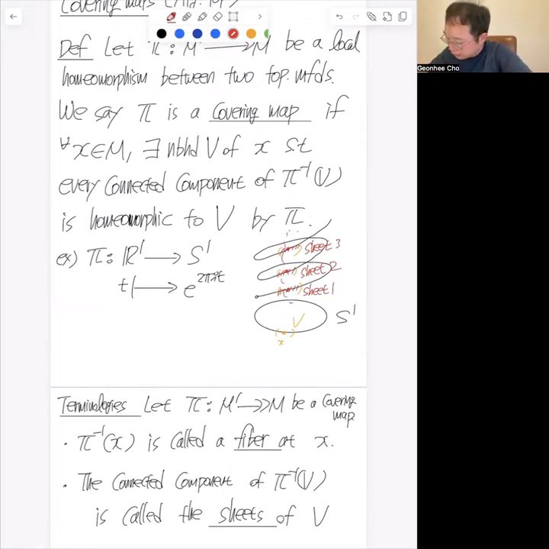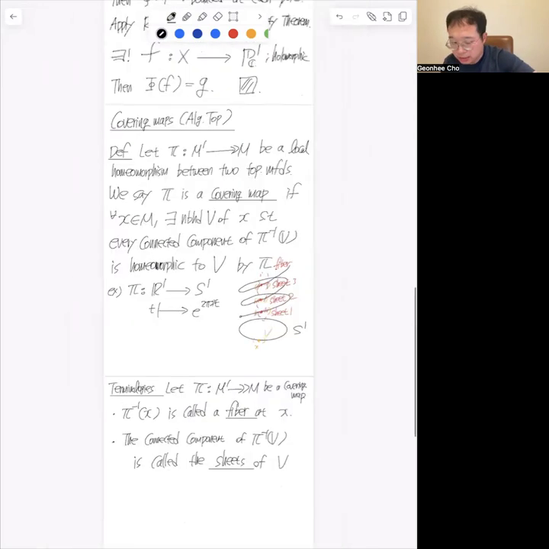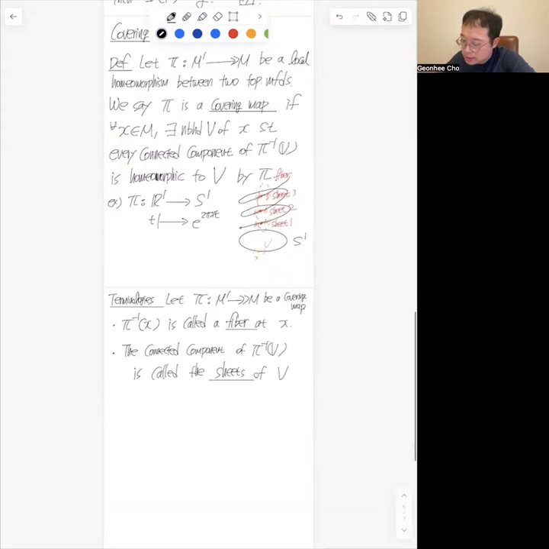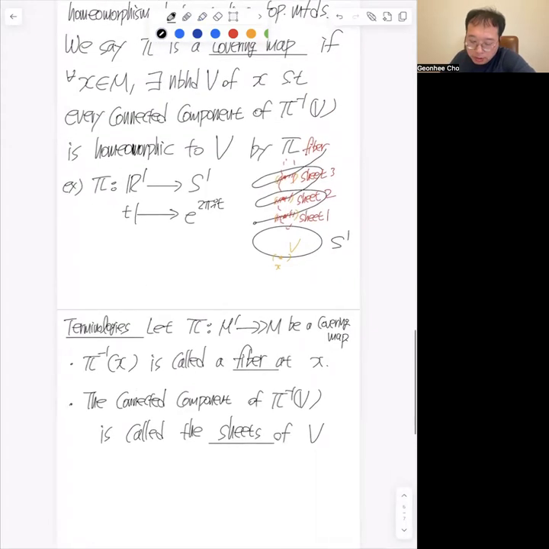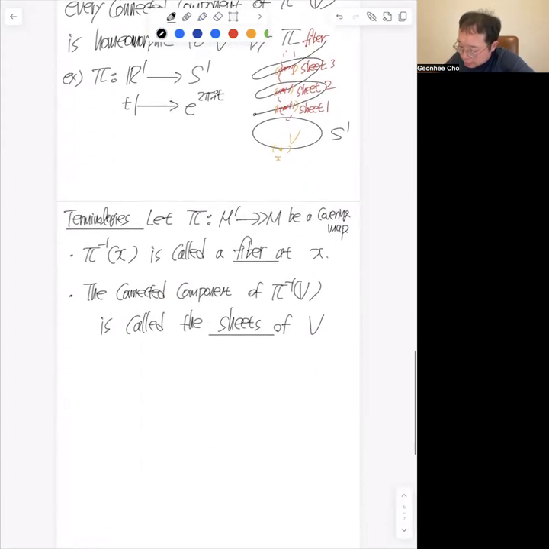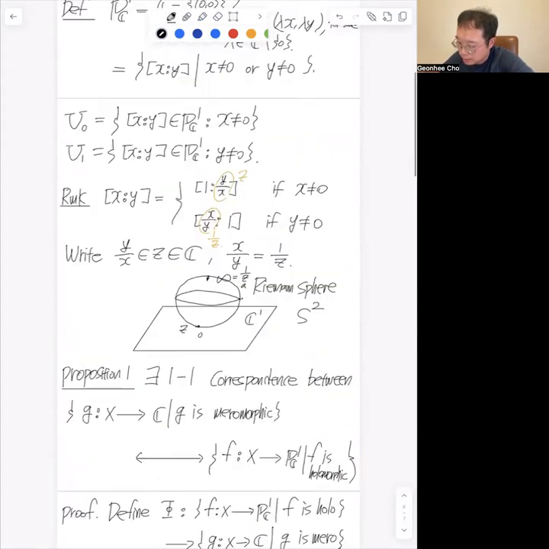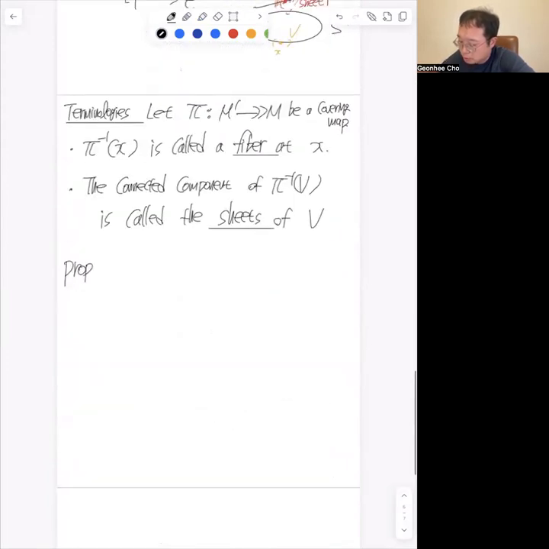And these are the fiber at point X. So now we want to investigate an important proposition that will be applied to holomorphic functions on a compact Riemann surface. So this proposition is important. Let me state this proposition first and then try to explain it.